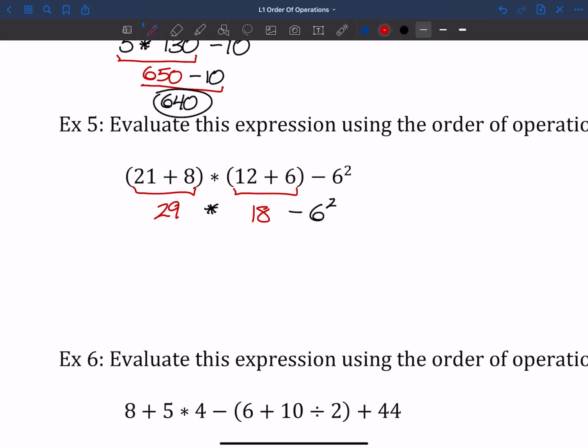Now what I've got is this squared here. I want to take care of that exponent. So that 29 times 18 stays the same. 6 squared, 6 times 6, is 36. Now all I'm left with is some multiplication and some subtraction. Multiplication comes first, so 29 times 18. Oh boy, I'm going to have to break out my calculator for that one.